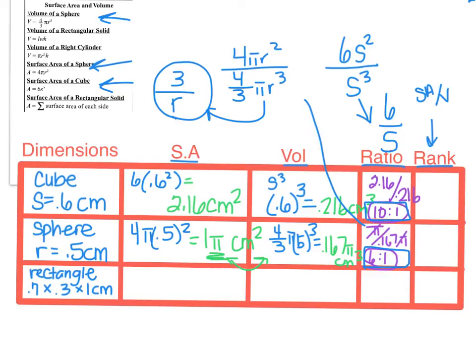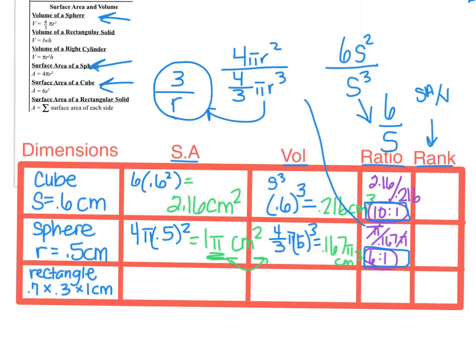And now finally we're going to do our rectangle. So for the rectangle, they give us a surface area formula that it is the sum of the surface areas of each side. I don't care for the way they write that. I think probably a better way to write that is that it's going to be 2 times the length times the width plus the length times the height plus the width times the height, which is basically their formula, but I think it's a better way to write it out.